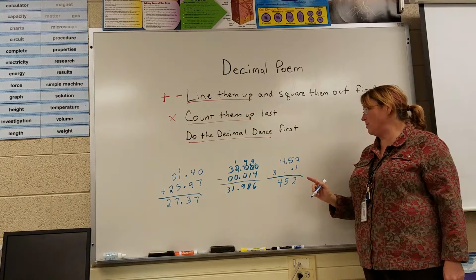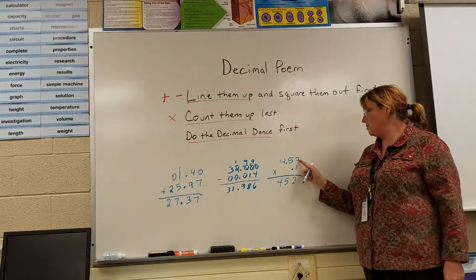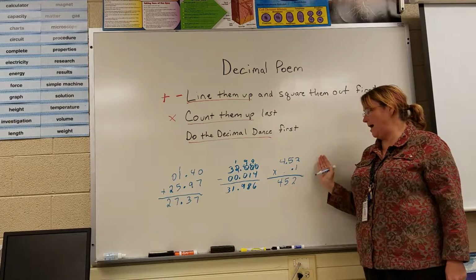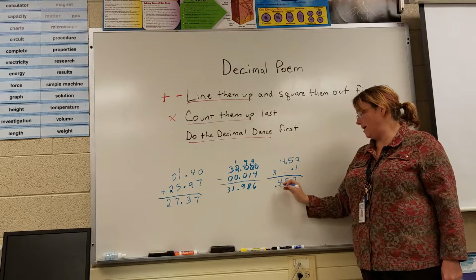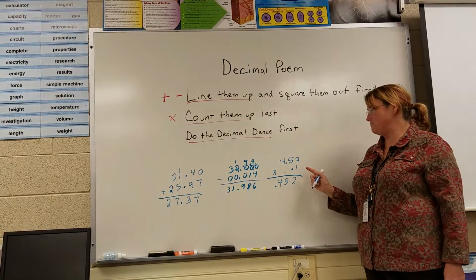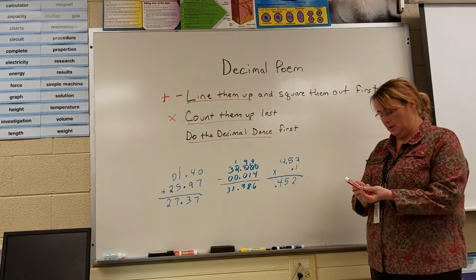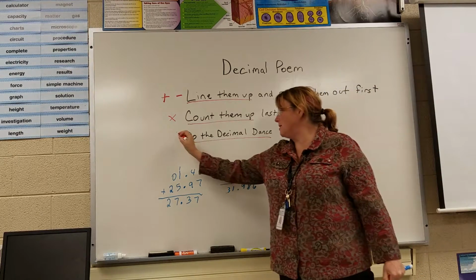Now we count up our decimal places. 1, 2, 3, everything that comes after the decimal point. 1, 2, 3, my answer has the same number in it. The last one is division, doing the decimal dance first.